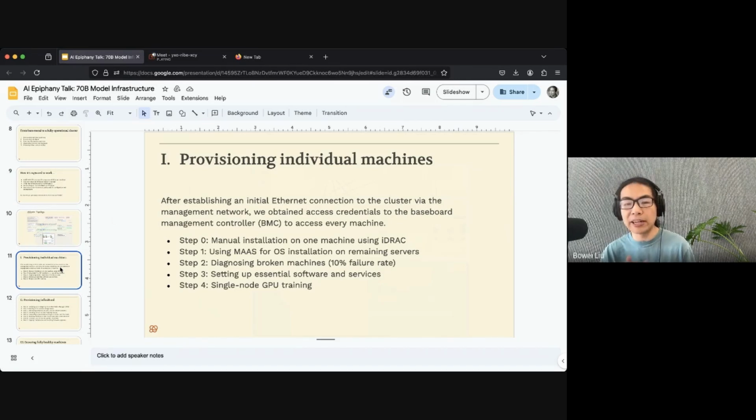We connect to the management controller. We boot these over PXE boot. So essentially, we send the OS image over the Ethernet network out to all these machines. We give them IP addresses via DHCP, and we try to boot them into the OS.